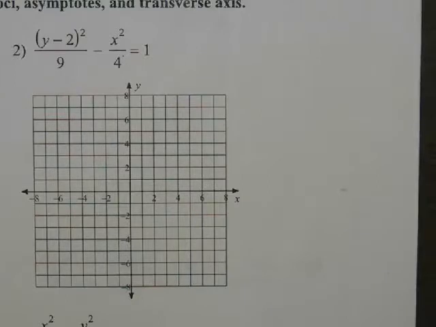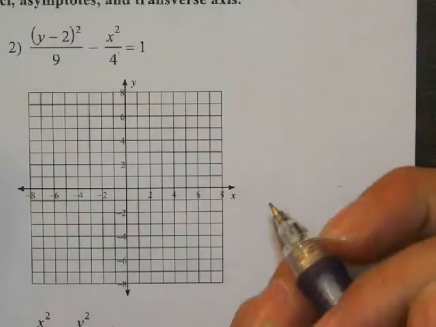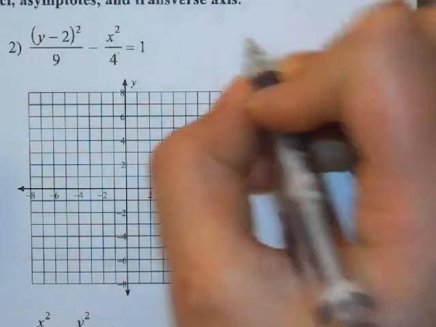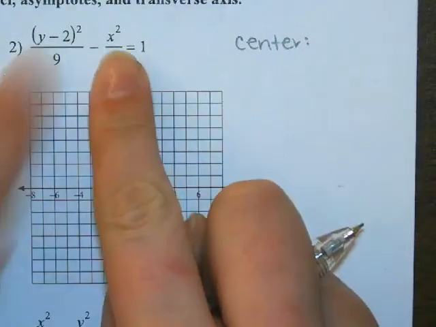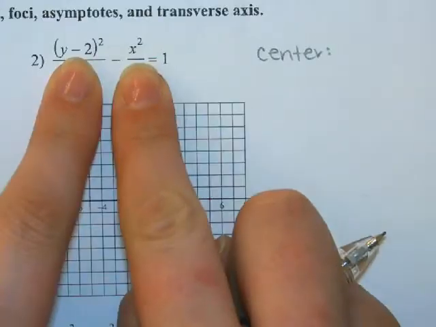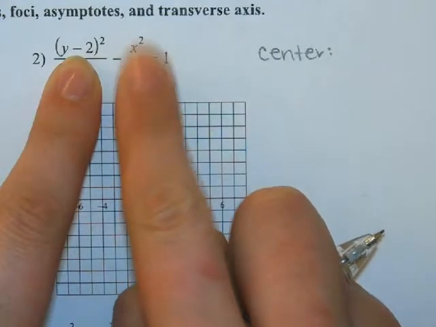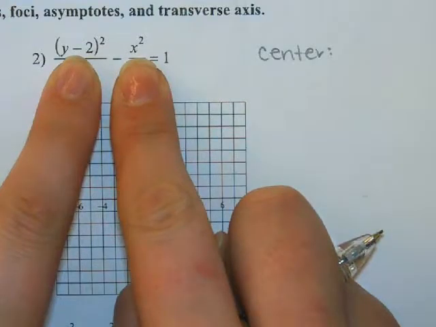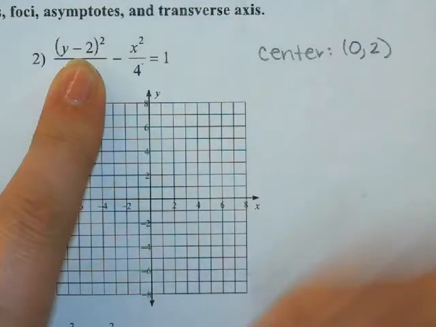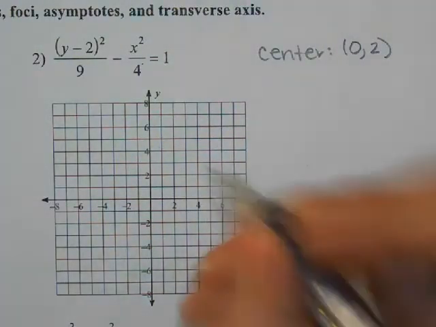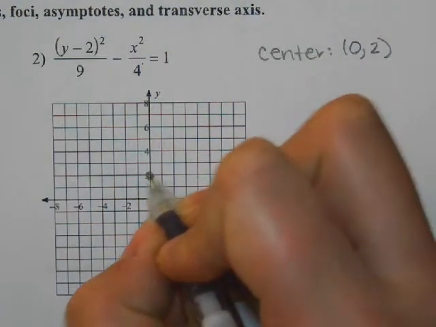All right, so first, what should we find? The center. Wait, be careful. It appears to be 2, 0, but be careful. It's 0 because the 0 goes with the x, and the 2 goes with the y. So be careful because it is written kind of backwards. 0, 2. Okay? So I'm going to go 0, 2, draw the dot.